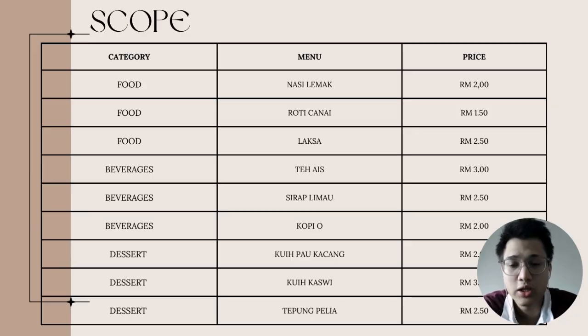For the scope, we have three types of category, which is food, beverages, and dessert. And we put a variety of menu, which is nasi lemak, teh ais, kuih pak kacang, and for each of the menu we display a price of each item.